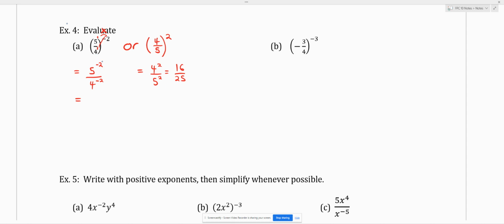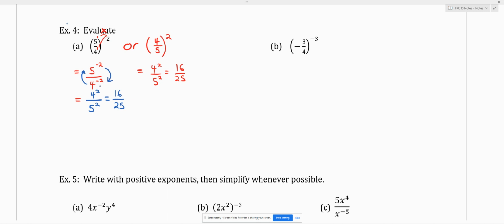I'm going to take this power on top and shift it down to get rid of the negative exponent. And I'm going to take this negative exponent and shift it up to get rid of that negative exponent. So I'm doing two movements right now. The 5 to the negative 2 is going to move to the bottom to be 5 squared, and the 4 to the 2 is going to move up top. Now I have only positive exponents, and I'm going to get the exact same result of 16 over 25.